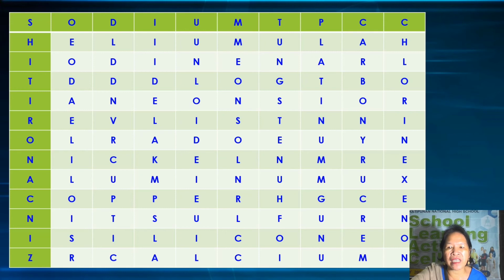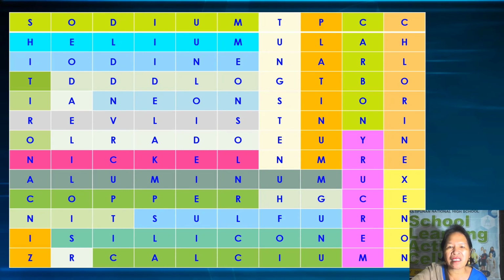I guess everybody got it right already. Let us try to see your answers. These are now the different elements found in the puzzle. If you have answered sodium, then you've got 1 point. Then the symbol for sodium is Na. How about helium? He. Iodine. I.